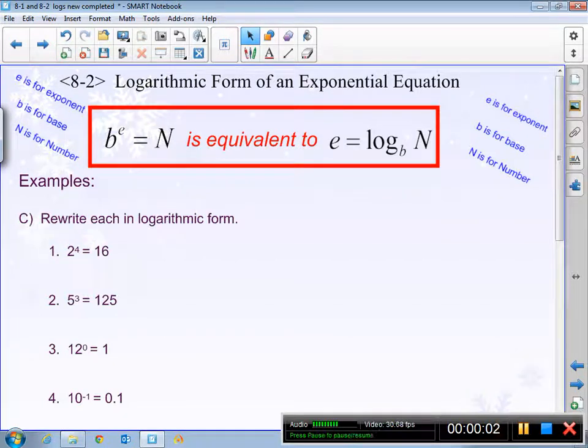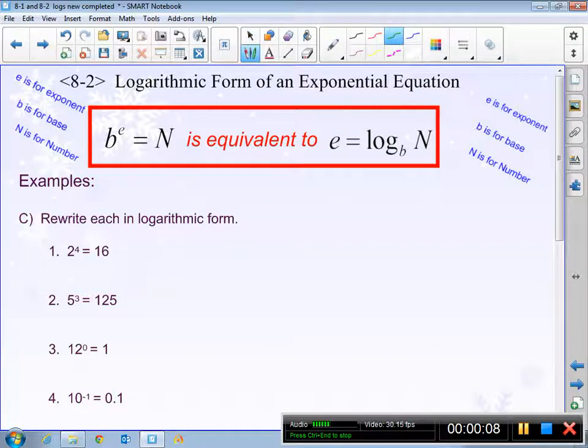We're continuing with logarithms today, specifically going from the exponential form that you see at the top here, b to the e equals n, to the logarithmic form, where we have the exponent equals a log, base b of n. So e is for the exponent, b is for the base, n is for the number.